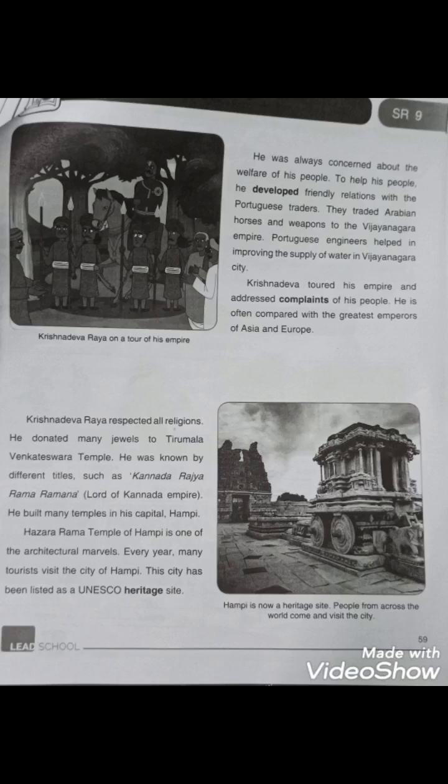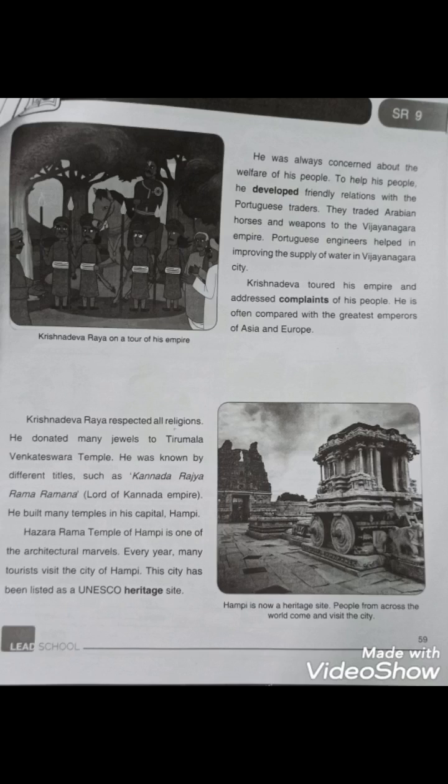To help his people, he developed friendly relations with the Portuguese traders. They traded Arabian horses and weapons to the Vijayanagara Empire. Portuguese engineers helped in improving the supply of water in Vijayanagara city. Krishna Deva Raya toured his empire and addressed complaints of his people. He is often compared with the greatest emperors of Asia and Europe.